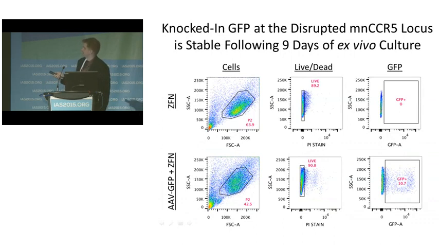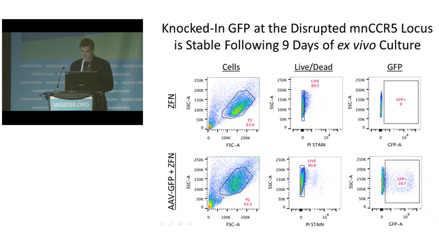And what we can see is when we have our zinc finger alone, of course, we don't have any GFP positive cells, but when we do the same CCR5 engineering strategy in the presence of this AAV GFP donor cassette, we have 10% of the stem cells now GFP positive. This is stable as far as we can tell ex vivo up to 9 days. We have some more recent data where up to a month we can see that that's a pretty stable integration event.